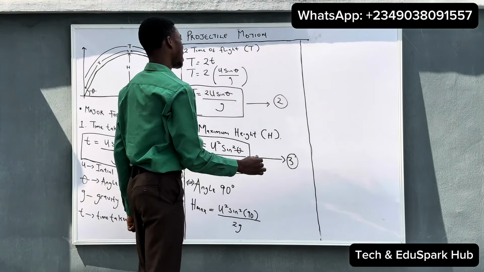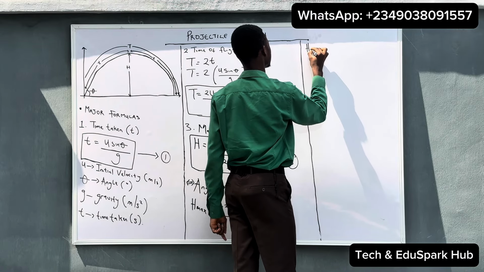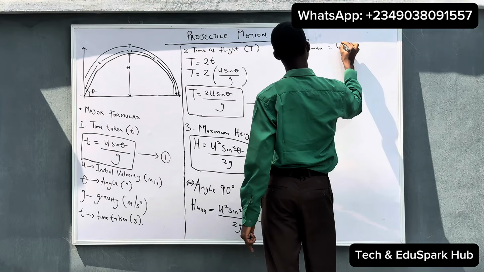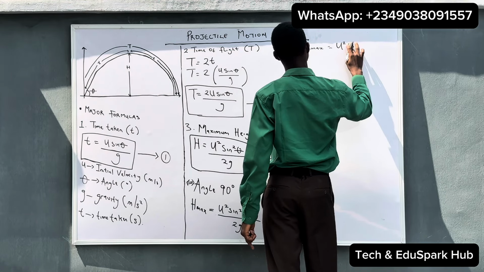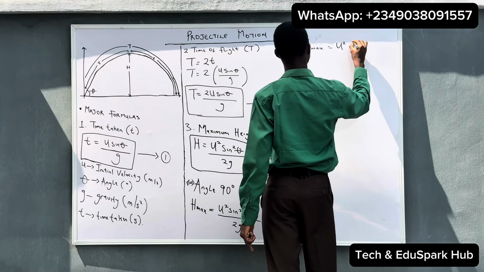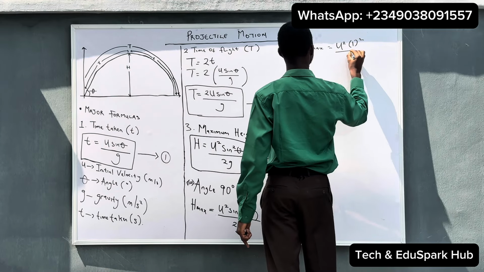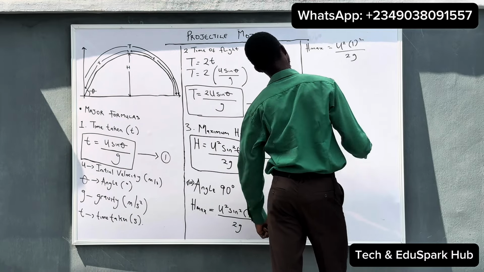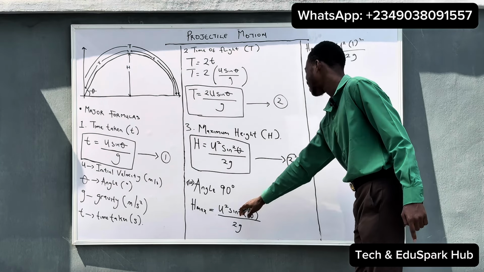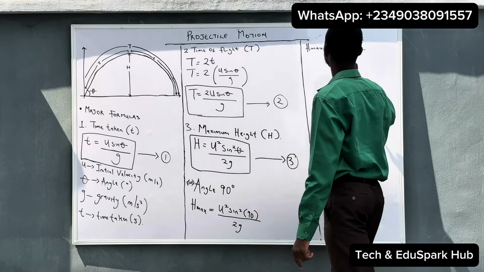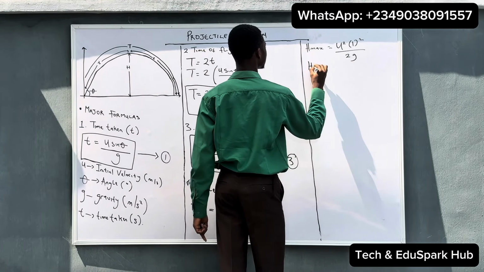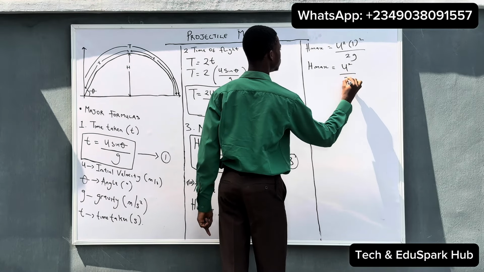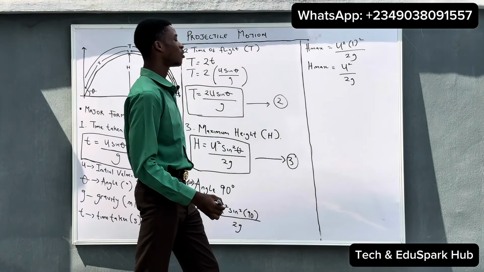So when you do this further, we have our H max equal to U square sine, and sine 90 degrees is given as 1. So we have 1 square divided by 2G. If you press sine 90 in your calculator, you have 1. And because it is sine square theta, that is why we are having 1 square. So our H max formula will be given as U square over 2G. So this is the formula for our H max.